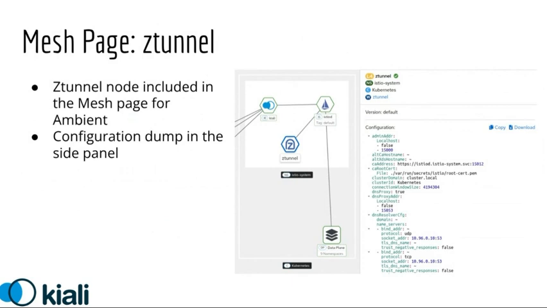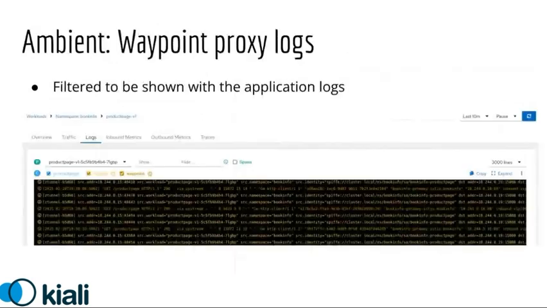And this is part of the information that we can usually obtain if we are using the Istio and the ztunnel config option, and it's kind of the same information there. And that's it from this slide, Alberto. And this improvement is also related to ambient. So we are showing now the waypoint proxy logs filtered towards our application logs.